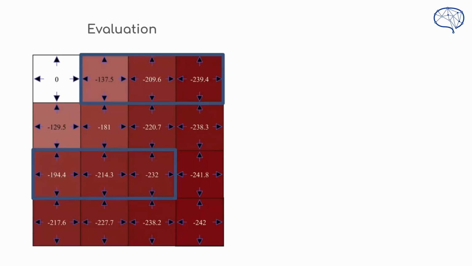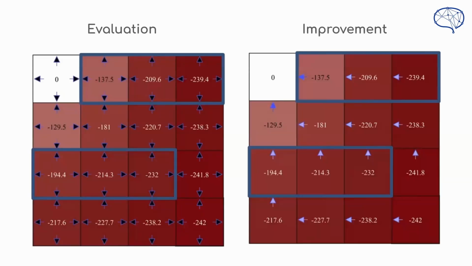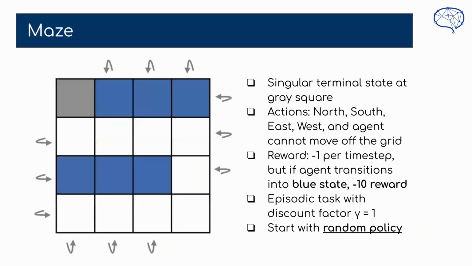And then based off this, factoring in your reward and risks as well, these arrows are your greedy actions with respect to the value function that you have right now. So you first evaluate, and then you improve. Now it still doesn't look that good. If we look back at our grid, probably the optimal path would just go along the white squares, right?